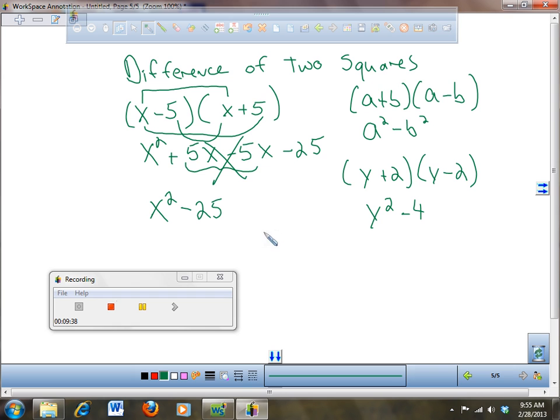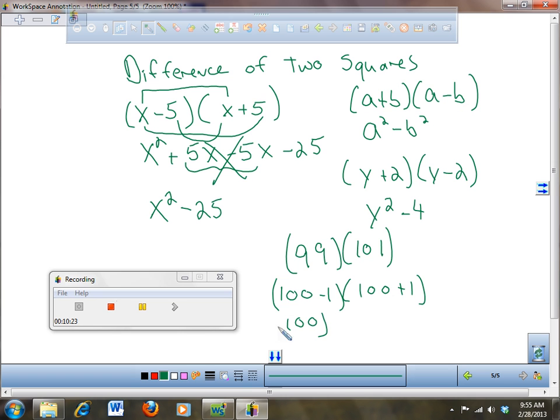So this has some practical applications, believe it or not. Say you're like the math wizard, and you want to multiply 99 times 101. Why would you ever want to do that? I don't know, but maybe you do. Maybe someone says, hey, can you multiply 99 by 101 in your head? And you say, sure I can, because this is 100 minus 1 times 100 plus 1, right? And so I know by this formula that this is 100 squared minus 1 squared, right?